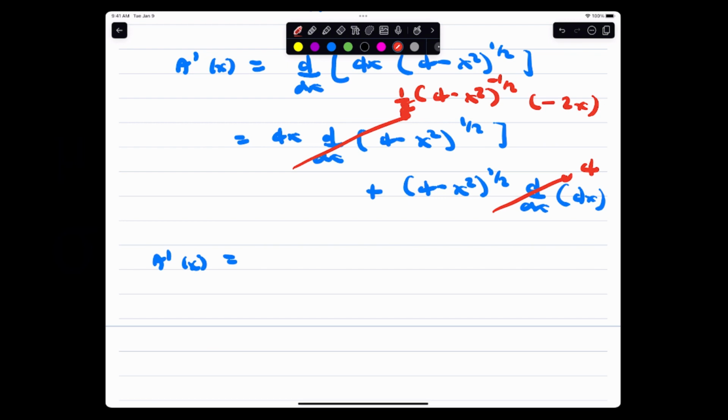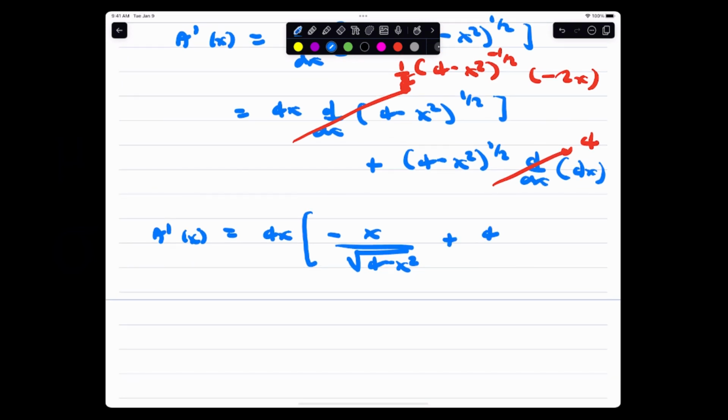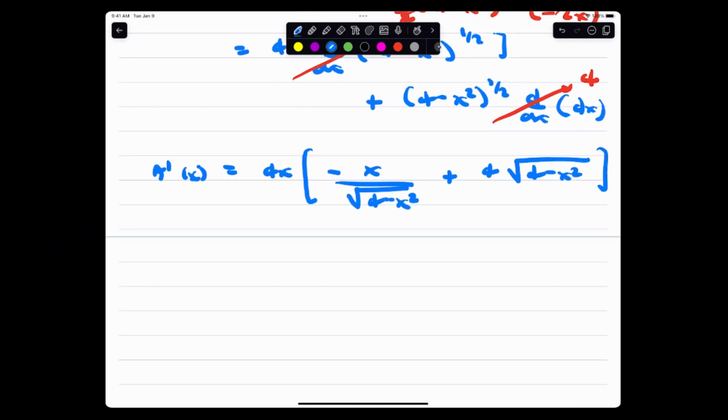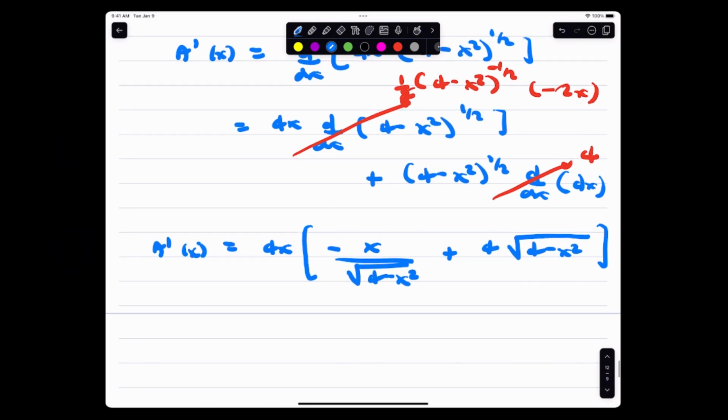I'm going to get rid of my 2's now. Okay, I got the 4x here. I'm going to be careful. Negative x over the square root of 4 minus x squared, plus 4 times the square root of 4 minus x squared, okay? Let's double check. 4x minus x.